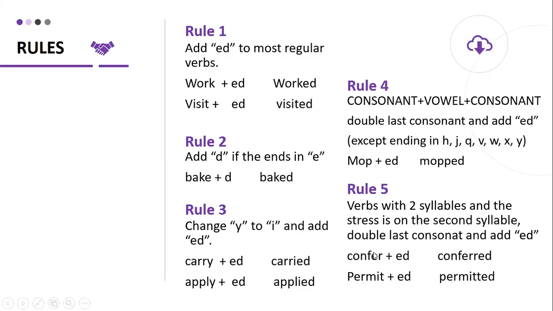El acento, el stress lo lleva en la segunda sílaba. Por lo tanto, vamos a doblar la última consonante aquí. Y luego le agregamos ED. Permit. No decimos permit, no. Decimos permit. El stress o la fuerza de voz va en la segunda sílaba. Entonces, por tal motivo, le vamos a doblar la última consonante. Esta regla número cinco, exagerando, aplica a unos cinco verbos. Así que no se preocupen mucho por esta regla. ¿Ok? Pero la regla número uno es la más importante.